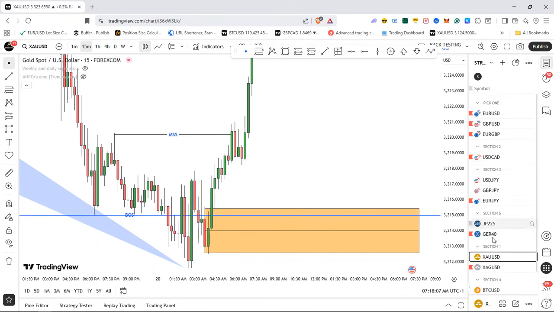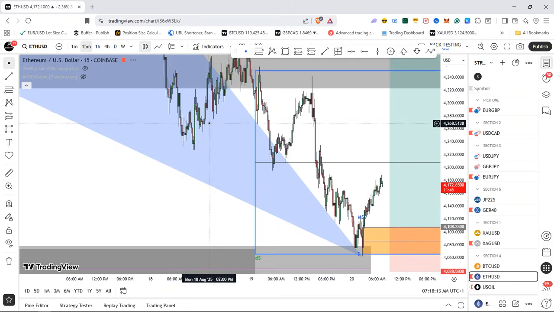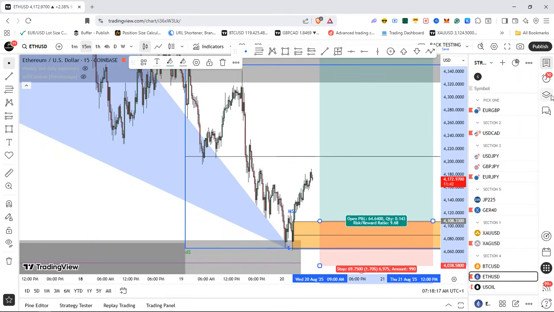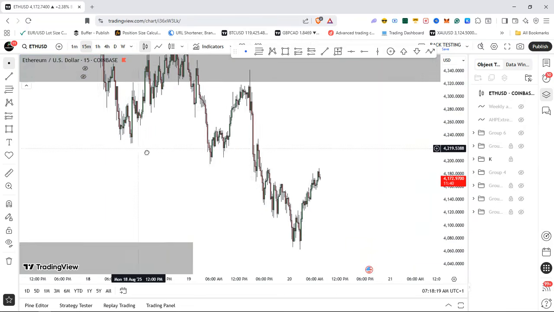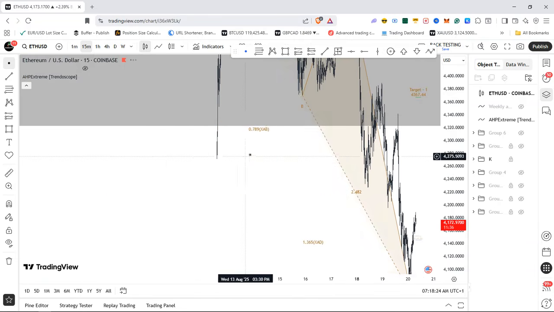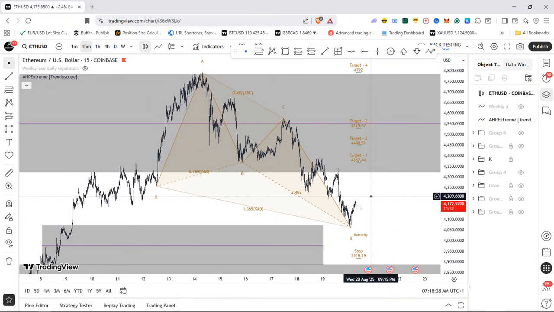Now let's do a quick one on Ethereum USD. The same thing has happened here. Let me just hide everything. This indicator has also given us a pattern here, which is a butterfly pattern. All you have to do now is take the measurement to know if it is valid.